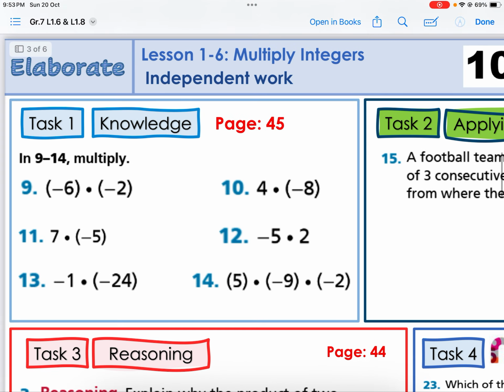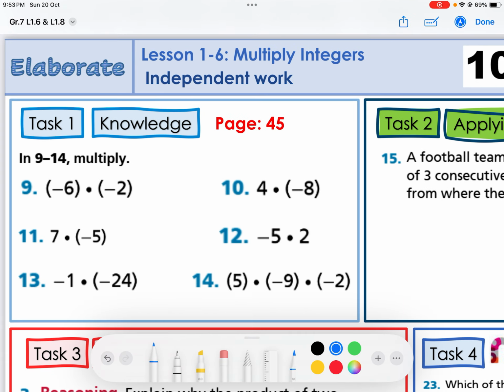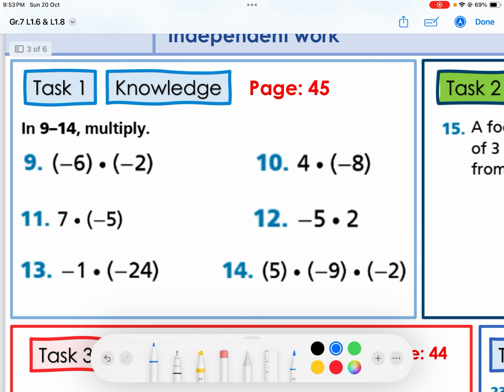Let's start here. I have some questions I prepared for you to multiply. So, negative 6 times negative 2. First I'm going to multiply 6 times 2. That will be 12, and they both have the same sign, so my answer will be positive. If you want to write positive or you don't want to write it, feel free not to. This is the same as 12. You can write it like that or like that. Okay, so same sign, we are happy, positive.